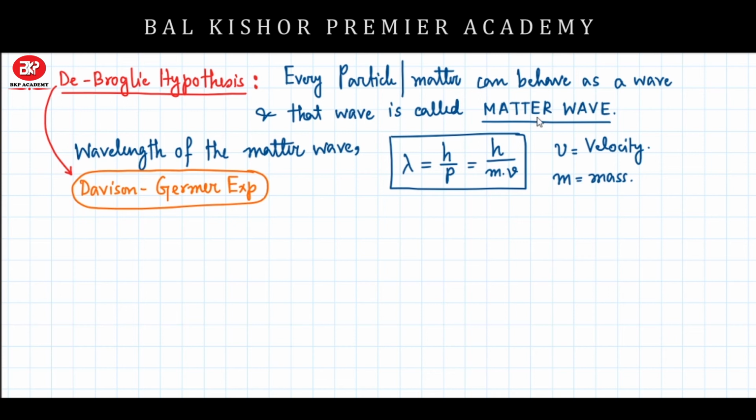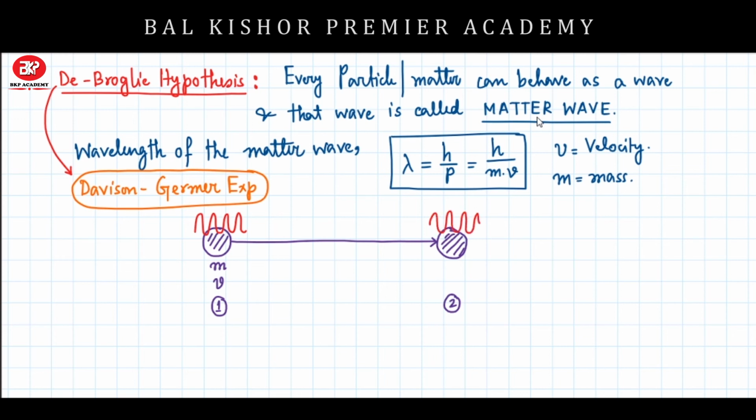Now, according to the wave particle duality, we have seen that if we have a matter, suppose this is a matter which has a mass of m and a velocity v, and it is moving from point 1 to point 2. According to the wave particle duality, we can say that a matter wave is moving with this particle, and the wavelength of the matter wave is lambda equals h by p.